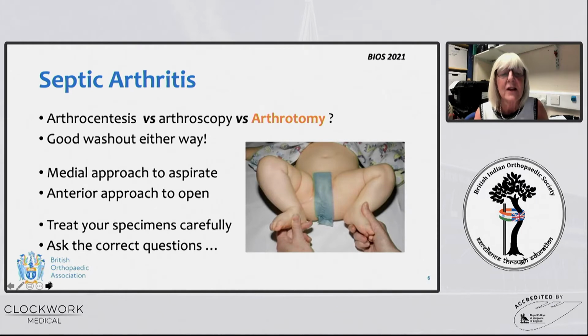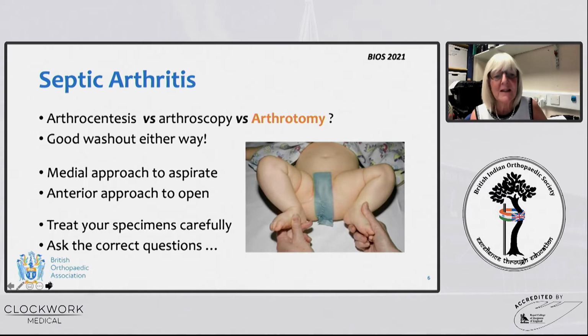So the question is, do I drain this with a needle, with an arthroscope, or do I open the joint up? Whatever you do, you have to wash the joint out well. The hip joint on the whole is a joint that we would open up via an arthrotomy. So I did a medial approach to aspirate, and I got pus. So then I did an anterior approach to open up the joint.